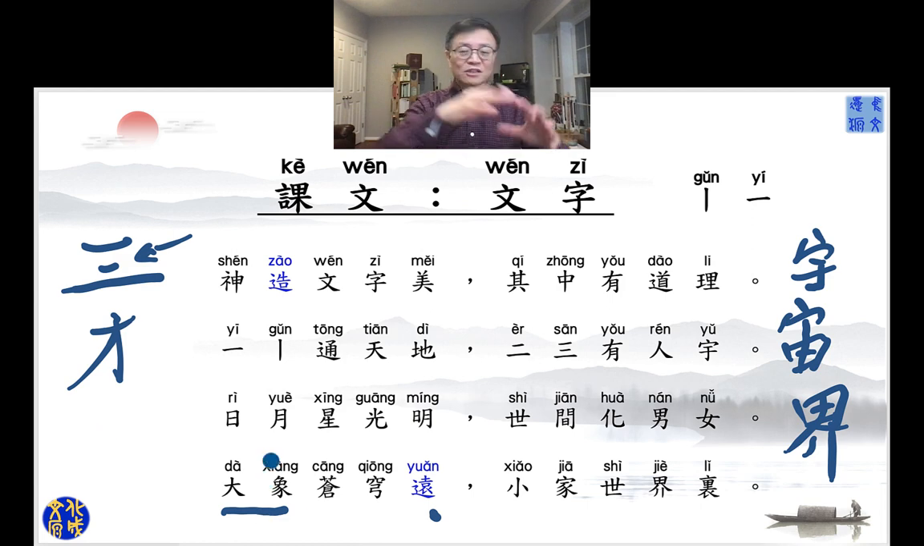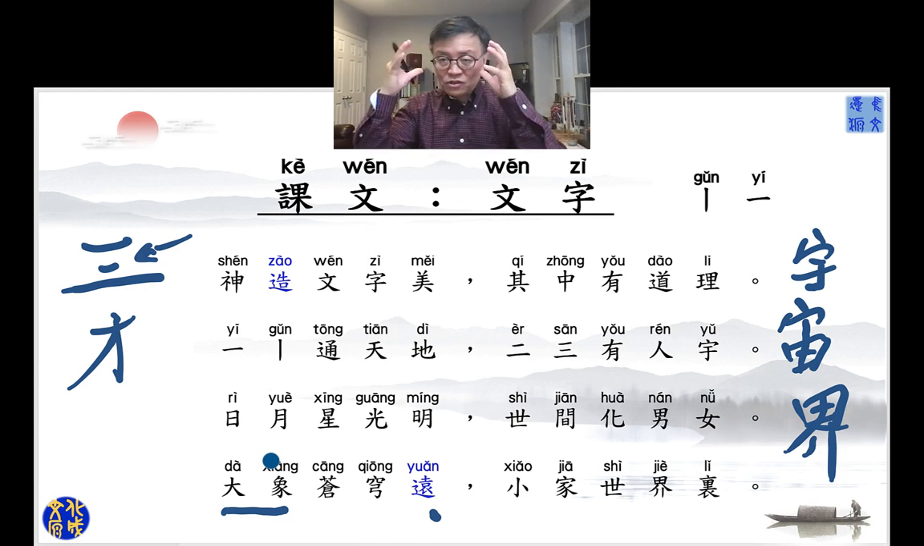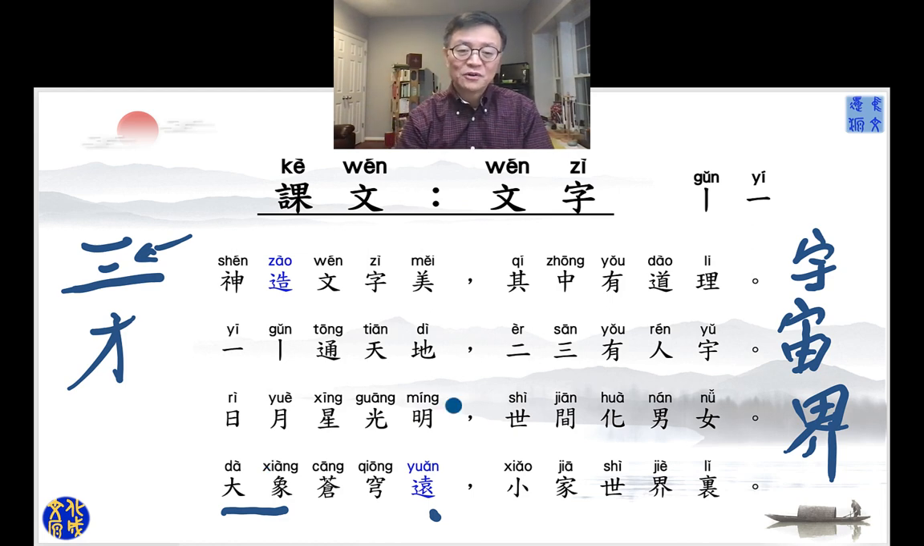The biggest universe actually has no vivid or very particular image for humans, because it's too big to be imagined by a single human being. So 大象 means universal, so big. 大象苍穹远: 苍穹远 is there to explain what 大象 is. It's a 苍穹, as far as you can think.